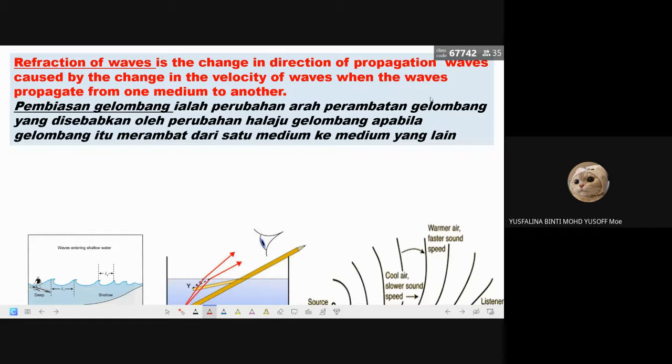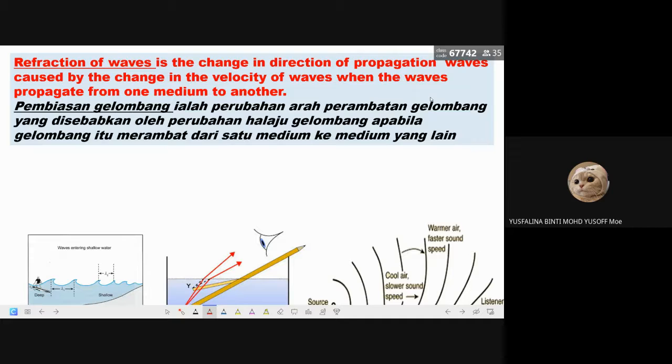So actually, what is the refraction of wave? What does it mean by refraction of wave? Refraction of wave is the change in direction of propagation of wave caused by the change in velocity of wave when the wave propagates from one medium to another medium. When they enter two different media, of course there will be a change in velocity.